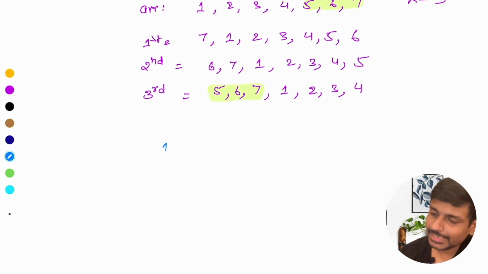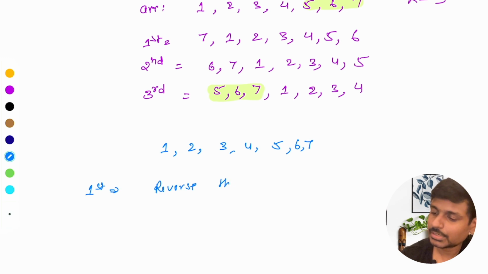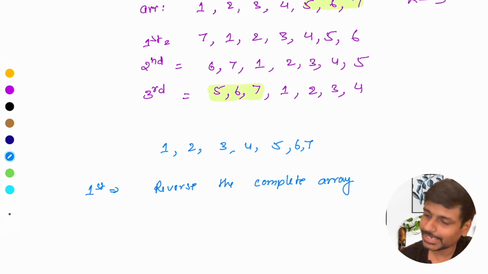Let's say the array is given to us, which is 1, 2, 3, 4, 5, 6, 7. Let's say the first step that we do is reverse the complete array. So this is the first step. We'll simply reverse the complete array. After this step, what will we get? We will get 7, 6, 5, 4, 3, 2 and 1.